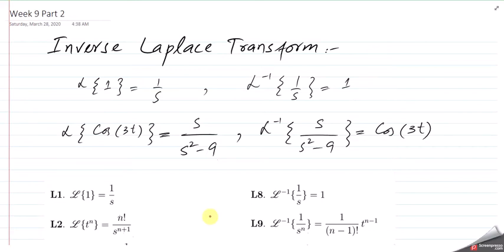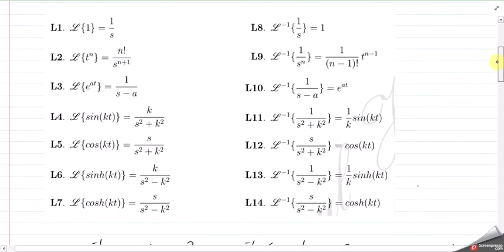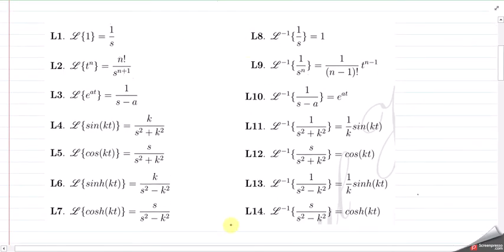So if Laplace of cos of 3t is s over s square minus 9, then Laplace inverse of s over s square minus 9 is cos 3t. So it's as simple as that. Now, let's see on the table again. Now we are going to use this part of the table where we have listed inverse Laplace transforms. They are almost exactly the same as the Laplace transform.